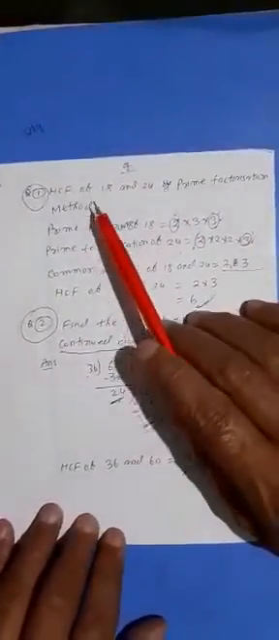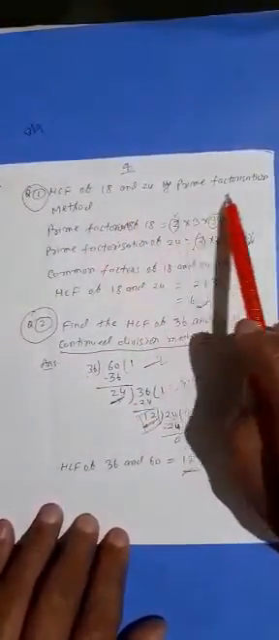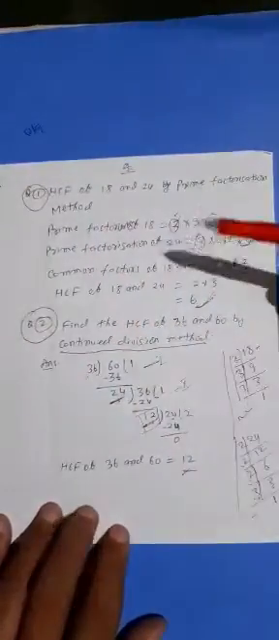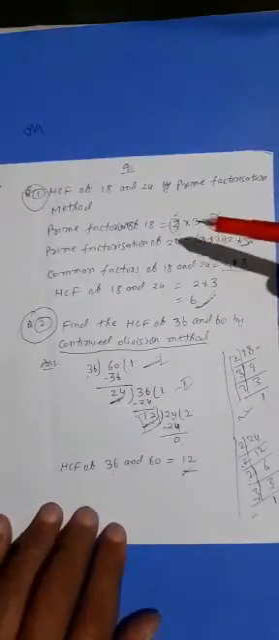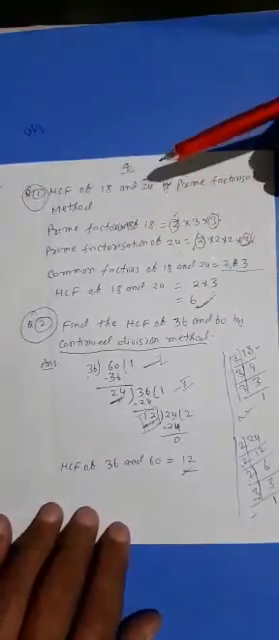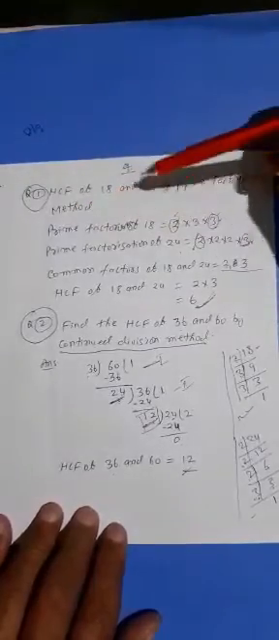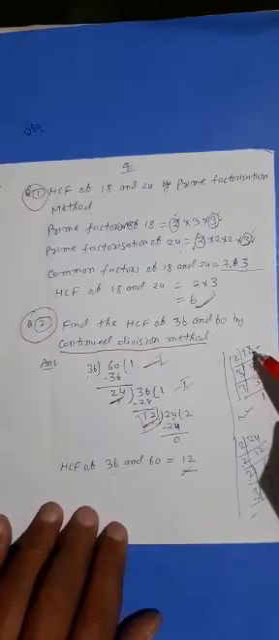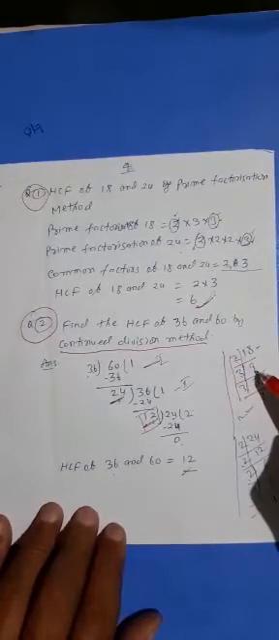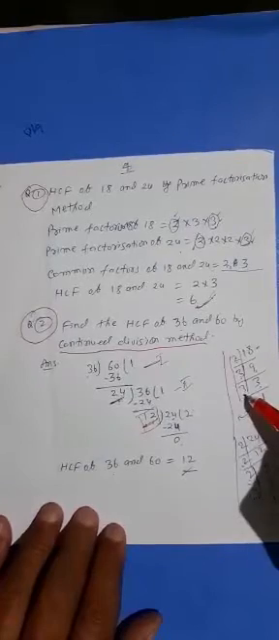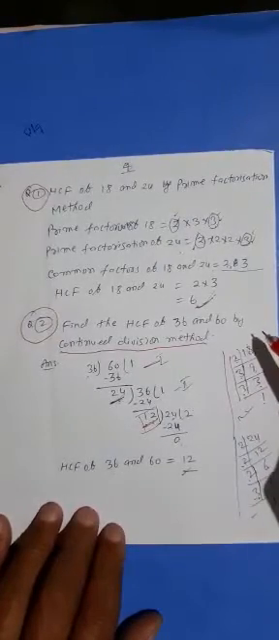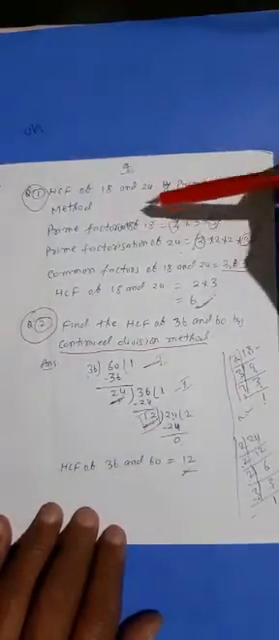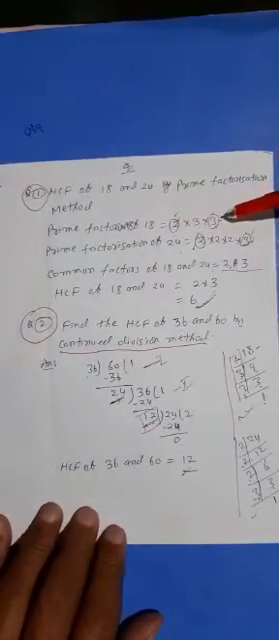Here we have to find the HCF of 18 and 24 by the prime factorization method. Highest common factor of 18 and 24. To solve this question, we shall start from prime factorization. I have done the prime factorization of 18 by the division method. 18 divided by 2 is 9. 9 divided by 3 is 3. Again 3 divided by 3 is 1. Then the prime factorization of 18 is 2 into 3 into 3.